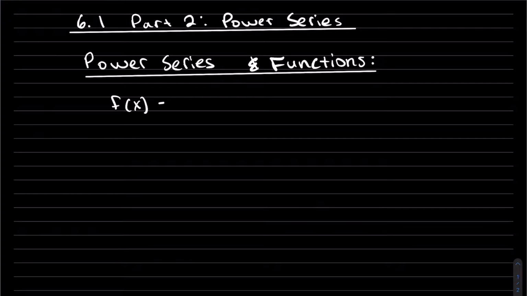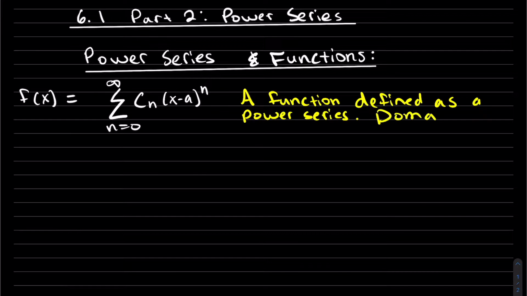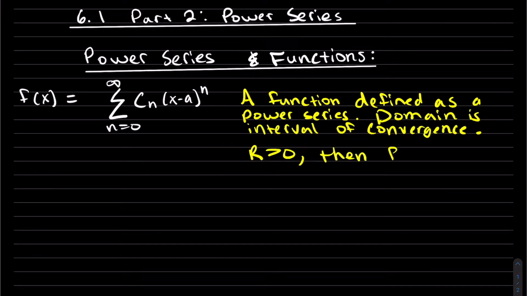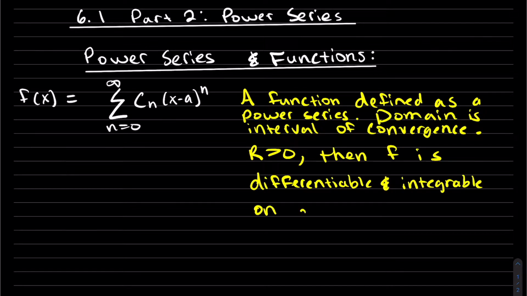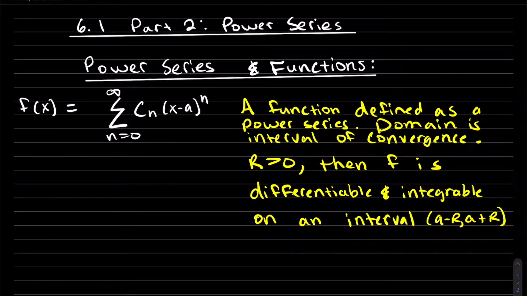So we're able to write a function as a power series. Okay, so this is part 2 of the power series. This is about power series and functions. Basically, some functions can be written as a power series, and a function defined as a power series has as its domain the interval of convergence. We showed how to do that in the last video.